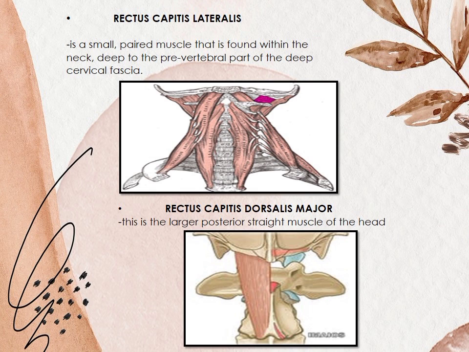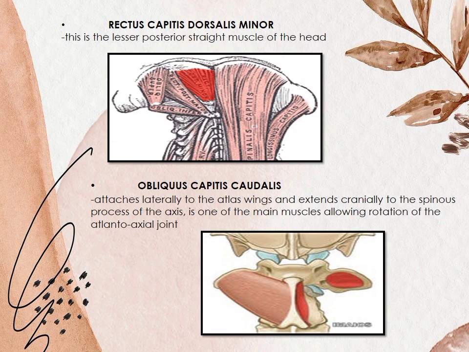Rectus capitis lateralis. This is a small paired muscle that is found within the neck, deep to the prevertebral part of the deep cervical fascia. This one is located lateral to the rectus capitis posterior minor. Rectus capitis dorsalis major. This is the larger posterior straight muscle of the head. Rectus capitis dorsalis minor. This is the lesser posterior straight muscle of the head.